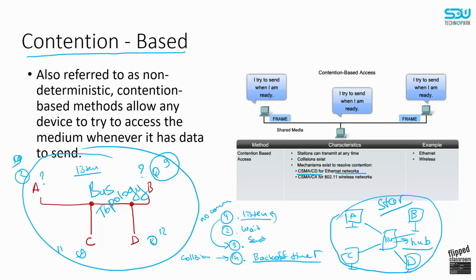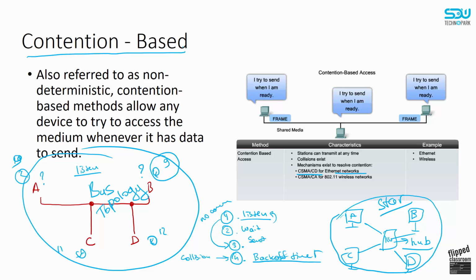What are the advantages of this type of network? We don't have to wait for our own turn by using a schedule. What are the disadvantages? A collision can happen, and when a collision happens, we rely on the CSMA/CD mechanism to detect the collision, try to resolve the situation, and try to send the information one more time.